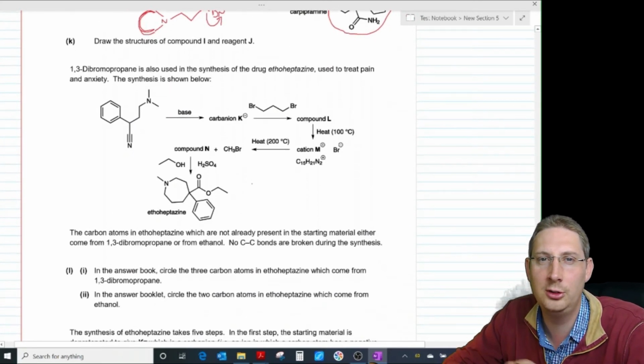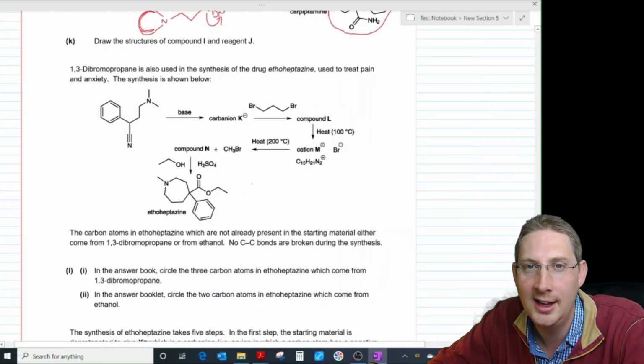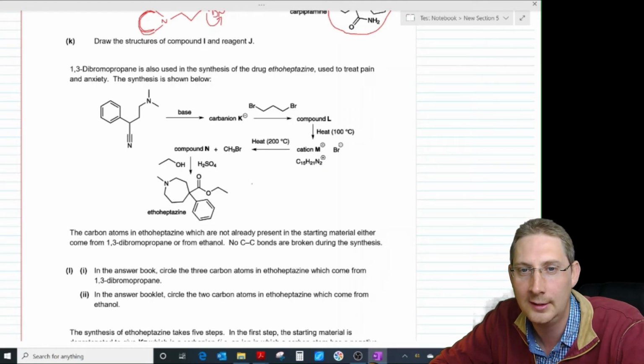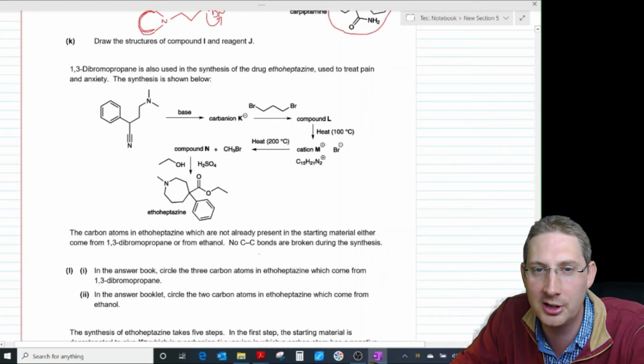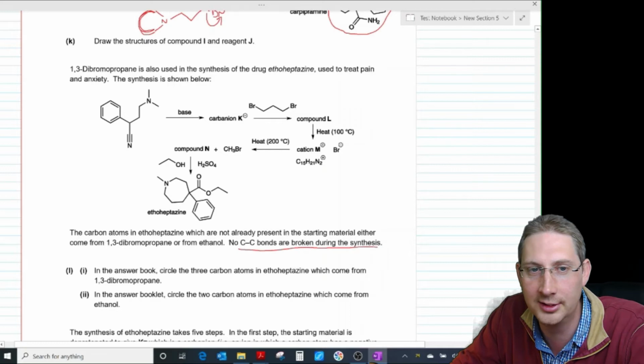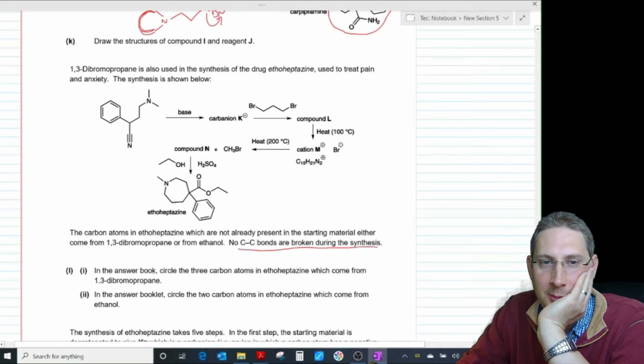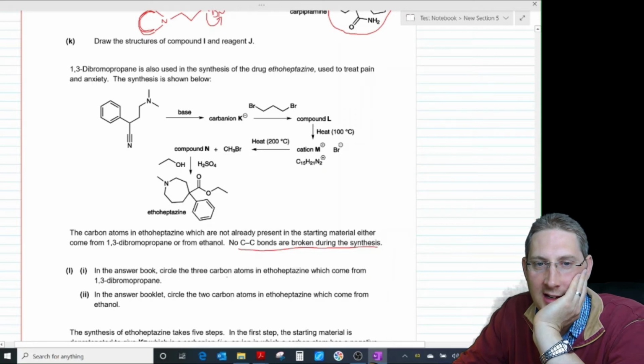1,3-dibromopropane is also used in the synthesis of the drug ethoheptazine, used to treat pain and anxiety. The synthesis is shown below. The carbon atoms in ethoheptazine, which are not already present in the starting material, either come from 1,3-dibromopropane or from ethanol. No carbon-carbon bonds are broken during the synthesis. Oh, this is going to be difficult, isn't it? I'm already dreading this question. In the answer book, circle the 3 carbon atoms in ethoheptazine which come from 1,3-dibromopropane.